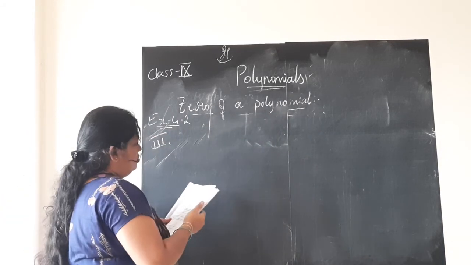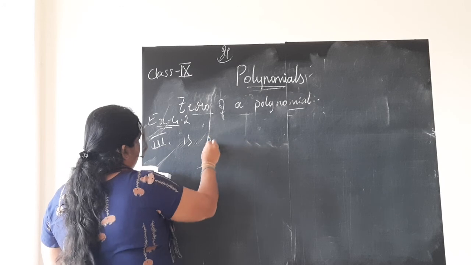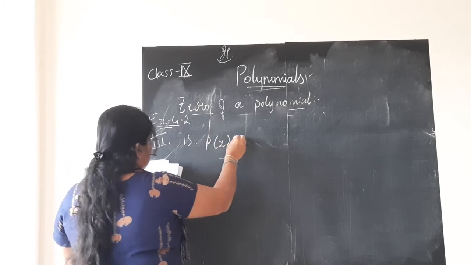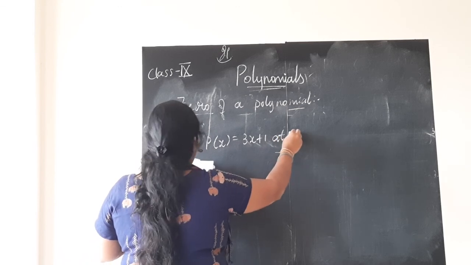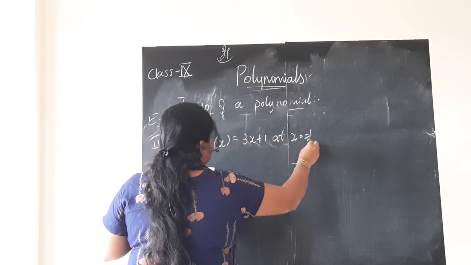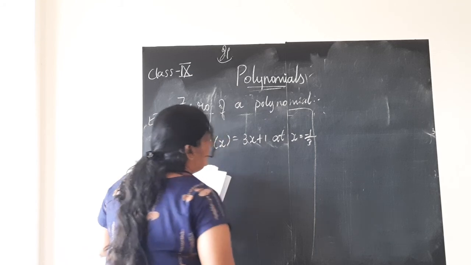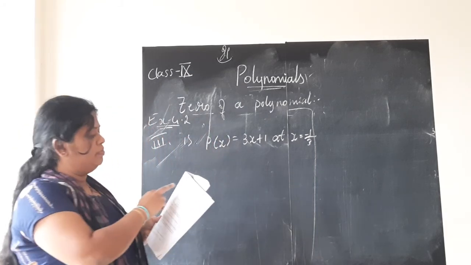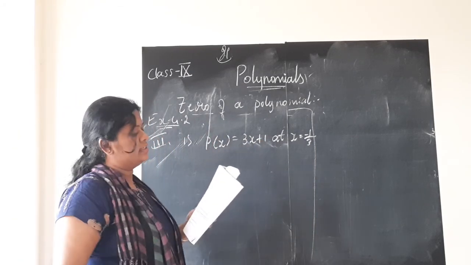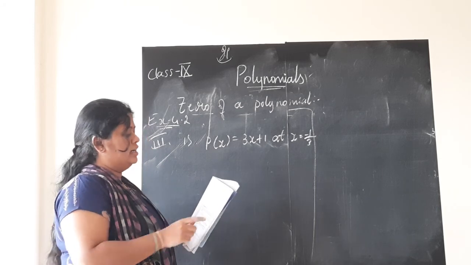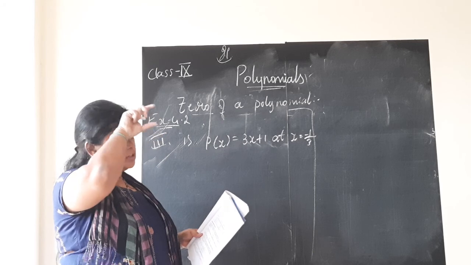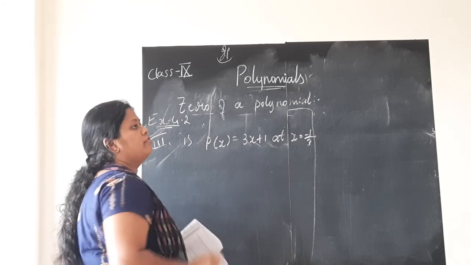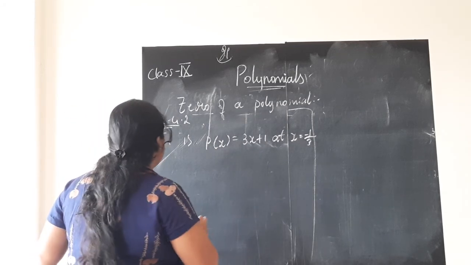Exercise 4.2, third main. First question is P of x is equal to 3x plus 1 at x is equal to minus 1 by 3. While writing this down, write the question carefully, children. Here, for each problem, different polynomials or expressions are given and different values of x are also given as well. So let us find out.